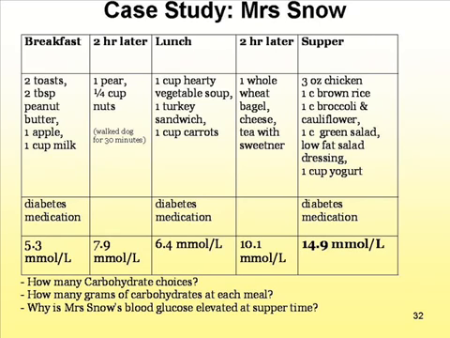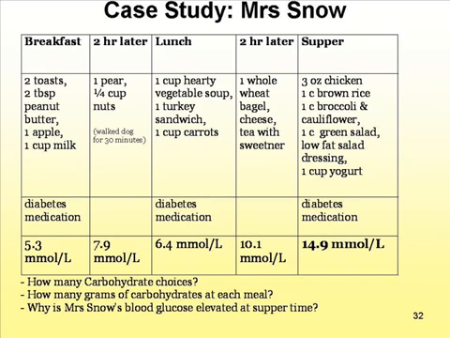So how many carbohydrate choices is she having at lunchtime? We have 1 here, 2 from the bread, and then a cup of carrots. So again, 4 carbohydrate choices, which is equal to 60 grams of carbohydrates.